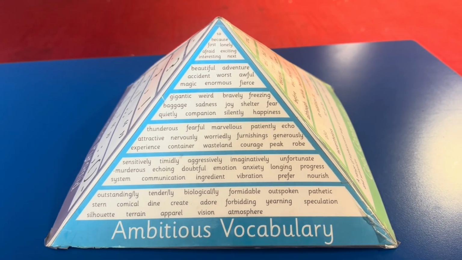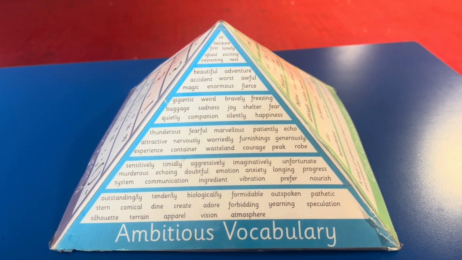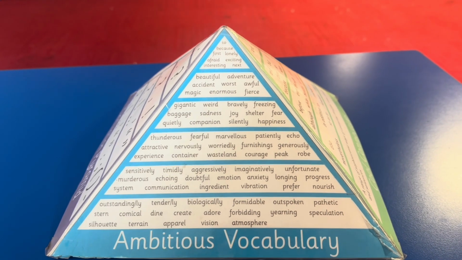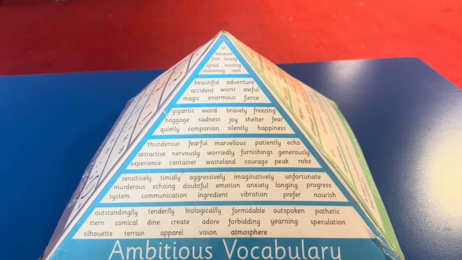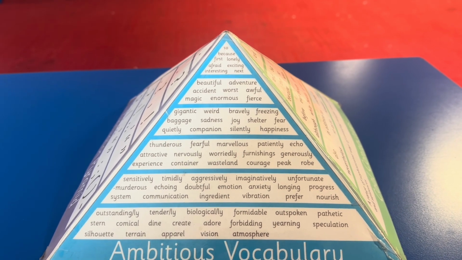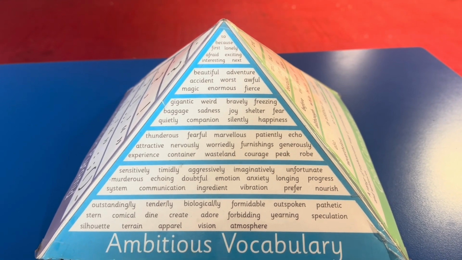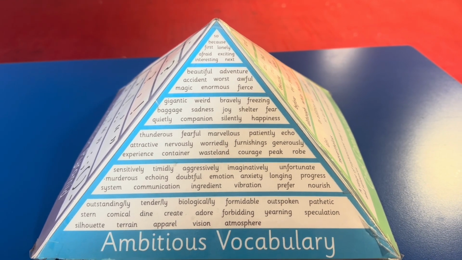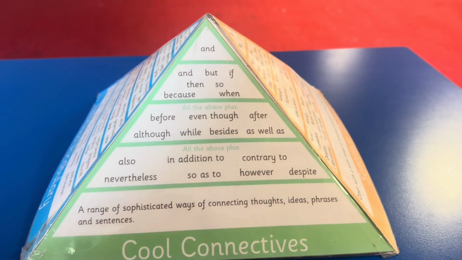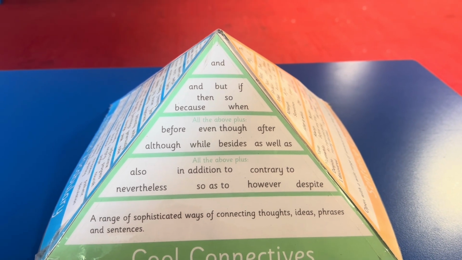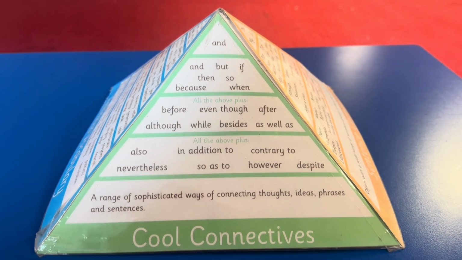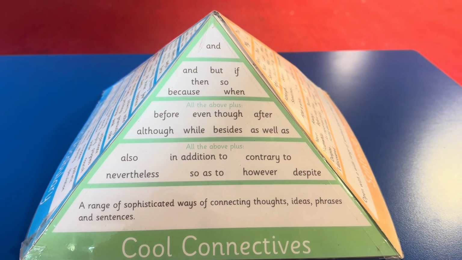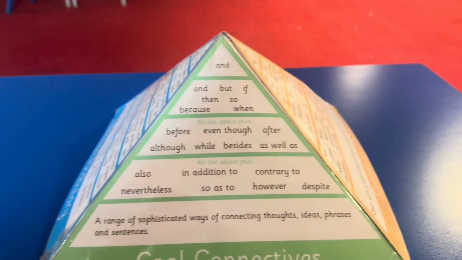Ambitious vocabulary is a suggestion of words that you can use to make your writing more interesting. The pyramid is organised so that the top is more straightforward words, and as you work your way down, the words get more complex and ambitious that you might use in your writing. Same with connectives. It becomes more advanced as you work your way down. Connectives are added between two clauses, in the middle of the sentence.